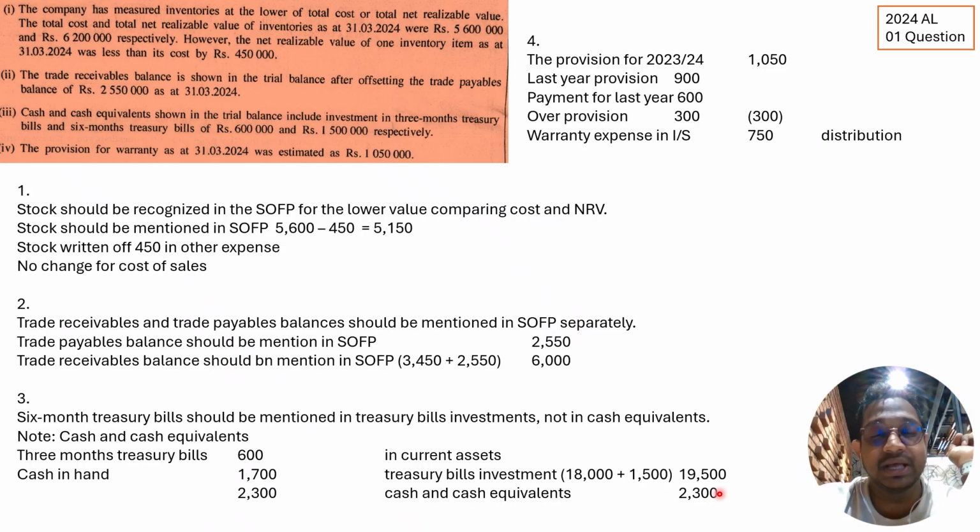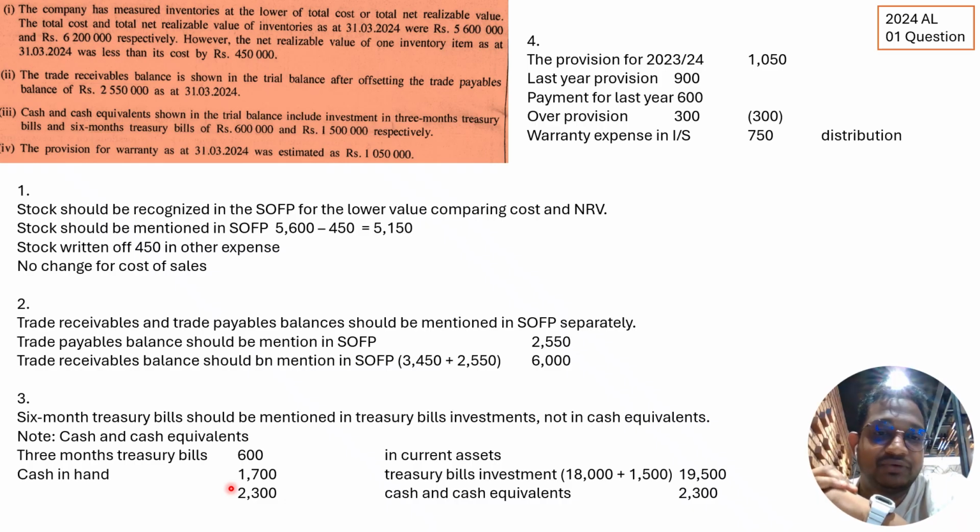And if there are any components of cash and cash equivalents, like cash in hand and 3 months treasury bills, you have to have a separate note mentioning the components in cash and cash equivalents. So here there are 3 months treasury bills and the cash in hand, right? After that, this 2,300 you have to record in current assets as cash and cash equivalents. So keep in mind, if there are any components in cash and cash equivalents, you should mention that separately in a note, right?